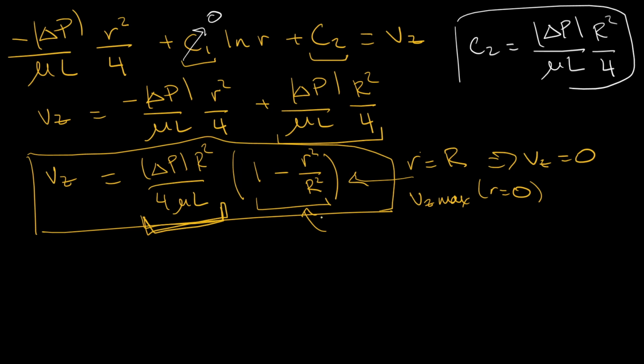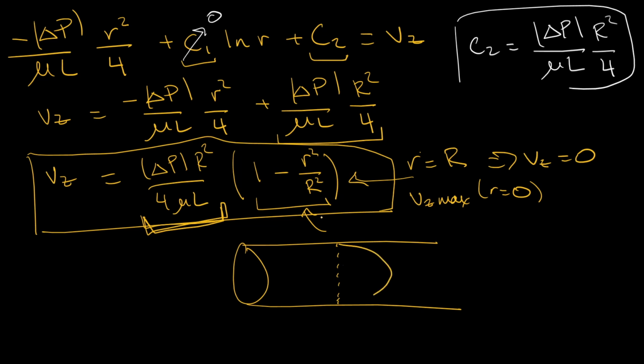Now this equation also tells us the shape of this flow. So if we remember our cylindrical pipe, we know that it has a maximum in the center, and this is quadratic as a function of r. So if here, this is our velocity in the z direction, it'll actually form a parabolic shape where we have a maximum in the center and it goes to 0 on both of the boundaries.